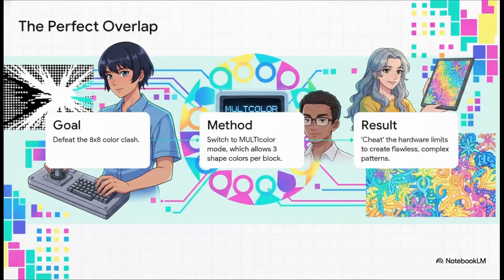So how do you beat that nasty color clash? Well, you embrace a different limitation. This is what's called the perfect overlap trick. Programmers figured out that while high-res mode only allowed 2 colors per block, multicolor mode actually allowed 4. So by switching over to multi and meticulously planning out their patterns, they could create these flawless, complex gradients that would have been totally impossible in high-res. They basically cheated the system by playing by its other, lesser-known rules.